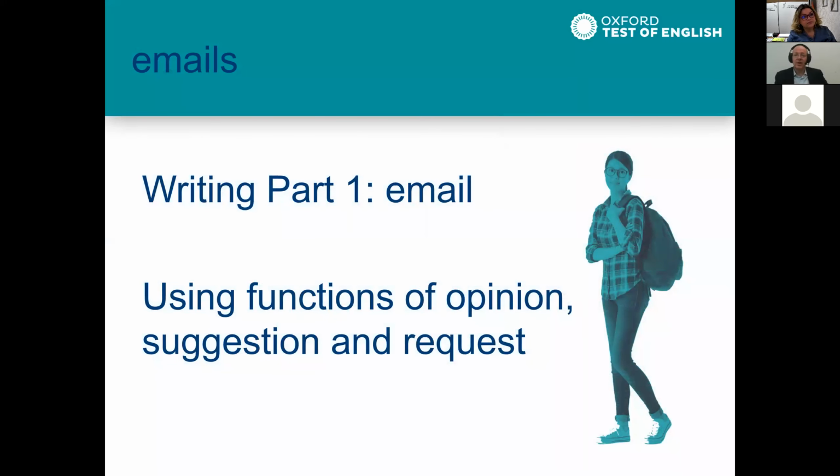So how do we do that? Well, we're going to look at the 2 parts of writing, and in fact, the 3 different types of task, and what you can do to get a B2, okay? You remember the first part of writing is an email. Now, in the email, one of the most important things that we're looking for, and this is for all of the writing, but particularly important in the email, is using functions of opinion, suggestion, and request. So using language and grammar to explain your opinion, to make suggestions, and to ask the other person to do something. Okay, that's what we're looking for.